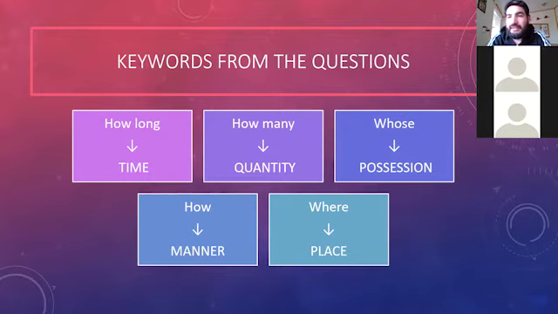How is the manner, the way in which something is done. We use how, just how by itself, to ask how something is done, in what way something is done, okay? And where we use it to ask for places, for specific locations, okay?